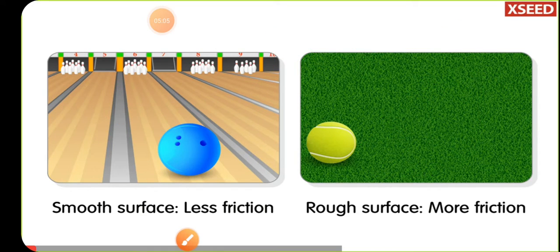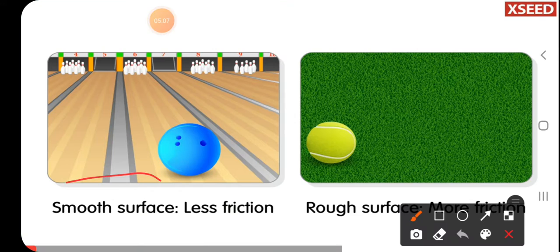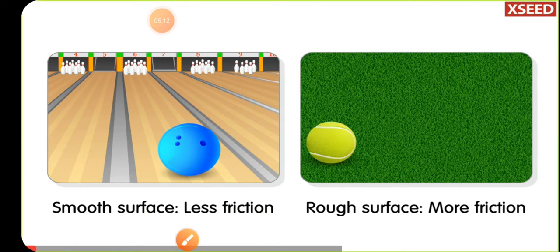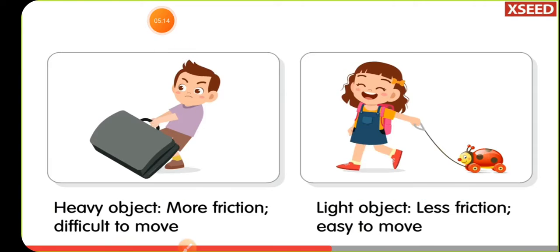The first and foremost factor on which friction depends is the nature of the surface. And now the second factor. The first factor on which the friction depends, we discussed, is the nature of the surfaces of the two objects.